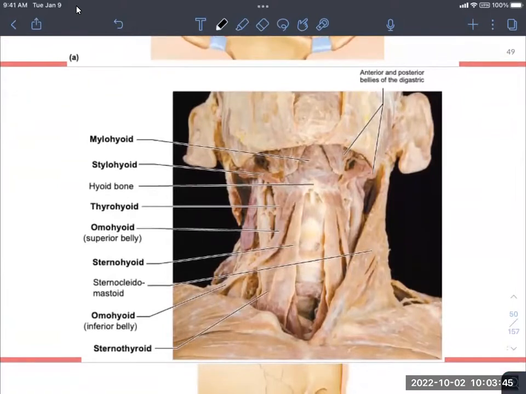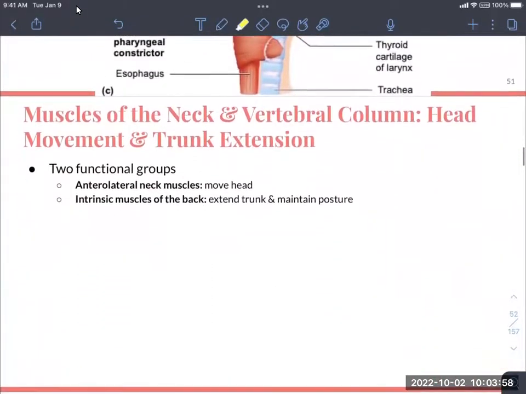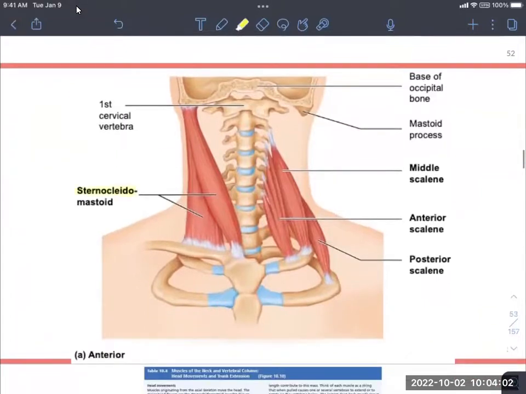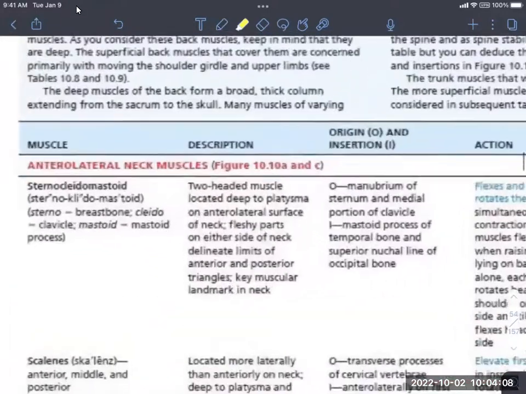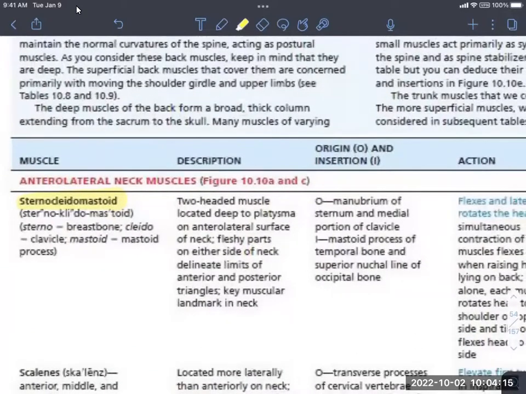You can also see it on this cadaver. These we don't need. Now we're going to look at these. Sternocleidomastoid, because it helps to move the head and neck. So let's find this sternocleidomastoid. It's going to originate at the manubrium and clavicle. That's all you need to know, manubrium and clavicle. It inserts at the mastoid process.